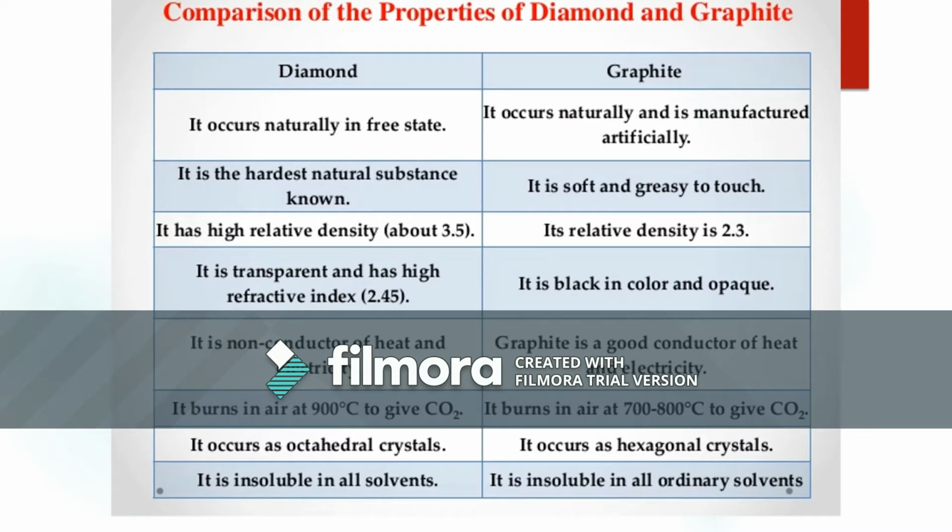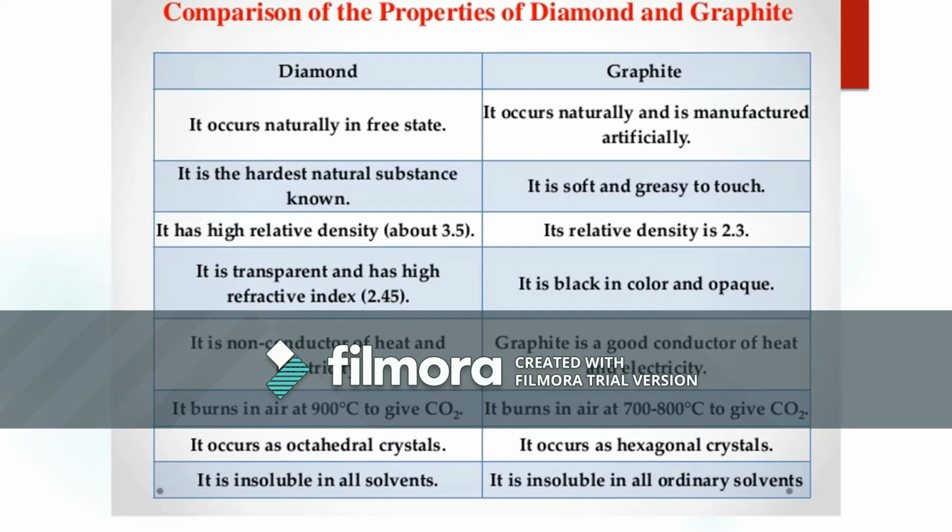but graphite can be natural and manufactured artificially. Diamond is the hardest natural substance known, but graphite is soft and gritty to touch. The relative density of graphite is 2.3 and diamond is 3.5. Diamond is transparent and has a high refractive index, but graphite is black in color and opaque.